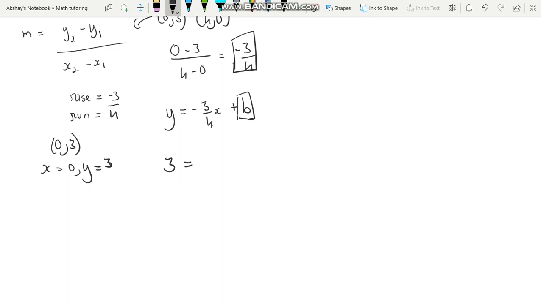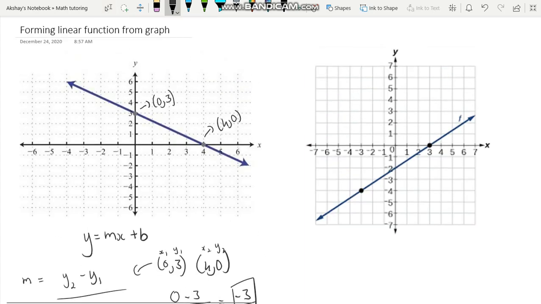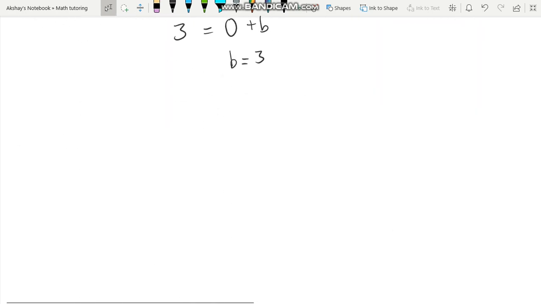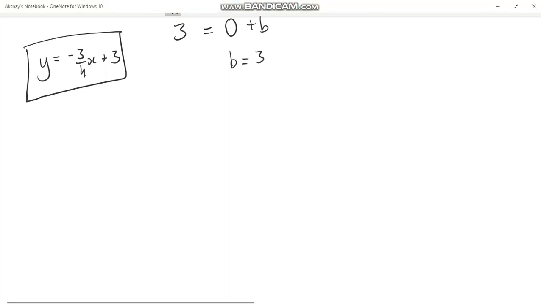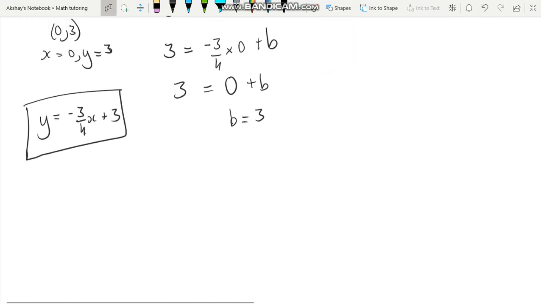I sub that back into my function. X is equal to 0, so negative 3 divided by 4 times 0 plus b. We know that anything times 0 is 0, hence this is 0 plus b. B is equal to 3. Our y-intercept is 3. Of course, I did this just to show you, but we already knew that our y-intercept is 3. As a result, our function is y equals negative 3 over 4 x plus 3. So again, we got our slope using our slope formula, y2 minus y1 divided by x2 minus x1, and in this case, we were given our y-intercept right off the bat.